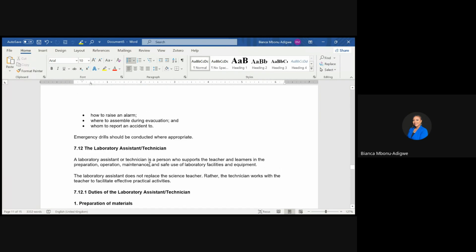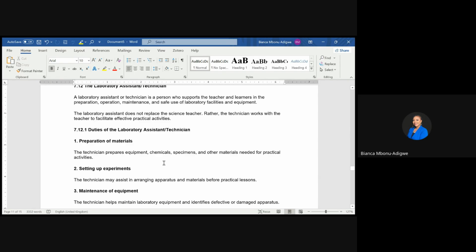All right, so the last thing we should be looking at is the lab assistant. Duties of a lab assistant. We have mentioned it earlier, if you were taking notes, when we talked about what the lab assistant and the teacher should be doing. Duties of a lab assistant or a technician. What should you be doing if you become a lab assistant somewhere?